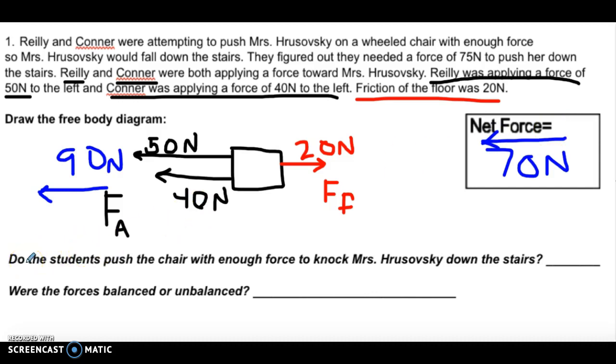Question asked, do the students push the chair with enough force to knock Mrs. H down the stairs? It says that the students figured that they needed a force of 75 to push Mrs. H down the stairs. And you can see by doing the problem, they only have a force of 70. So that would be a no. Were the forces balanced or unbalanced? Well, I have a net force left over. So anytime that I have a net force left over, that would be unbalanced. The only time the forces would be balanced would be if my net force is 0.